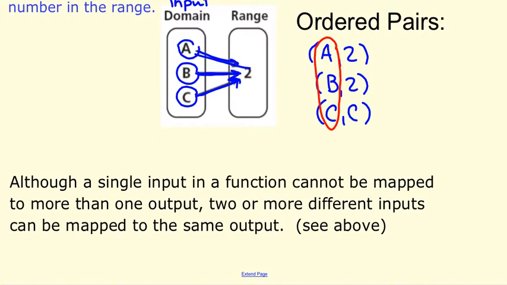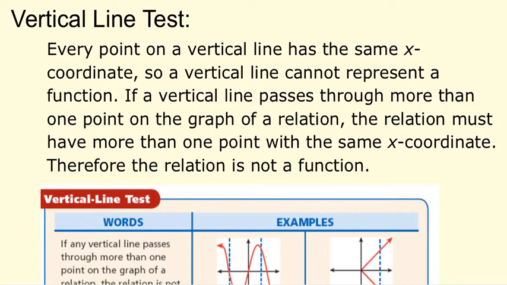Although a single input in a function cannot be mapped to more than one output, two or more different inputs can be mapped to the same output. So we'll show you with some more examples here. The quickest way, when we give you a relation or a continuous function, is that a function passes the vertical line test if it touches only one time through each imaginary vertical line. So how we test for a function is the vertical line test.